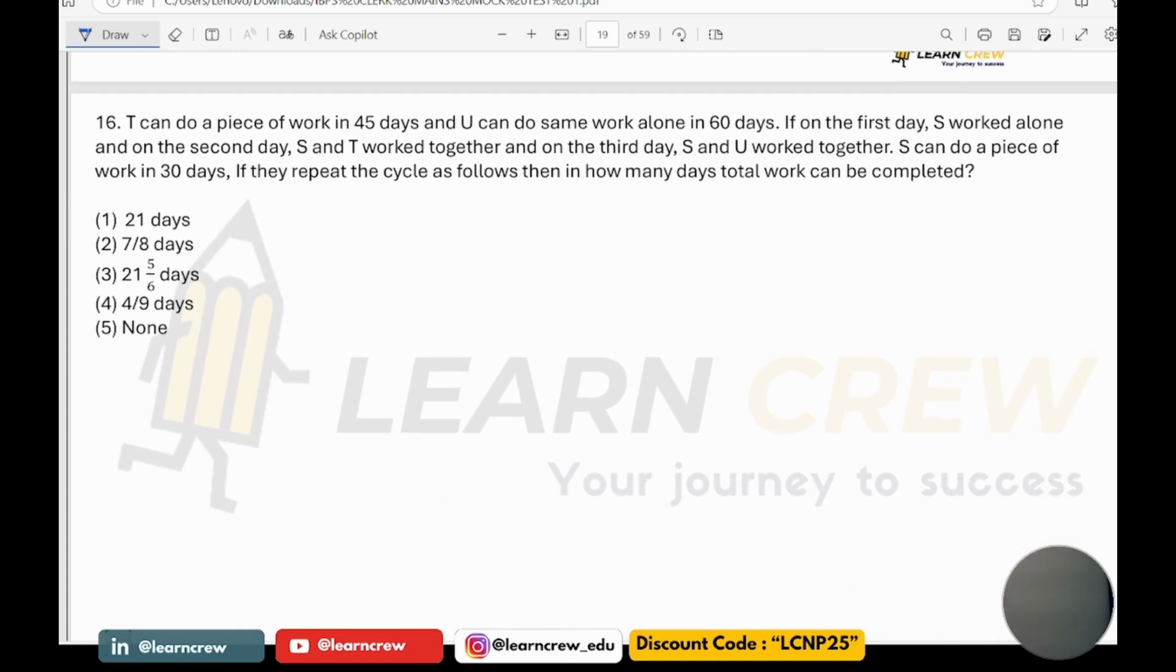Next, T can do a piece of work in 45 days. U can do the same work in 60 days. If on the first day S worked alone, on the second day S and T work together, and on the third day S and U work together, S can do a piece of work in 30 days. If they repeat the cycle as follows, in how many days can the work be completed?